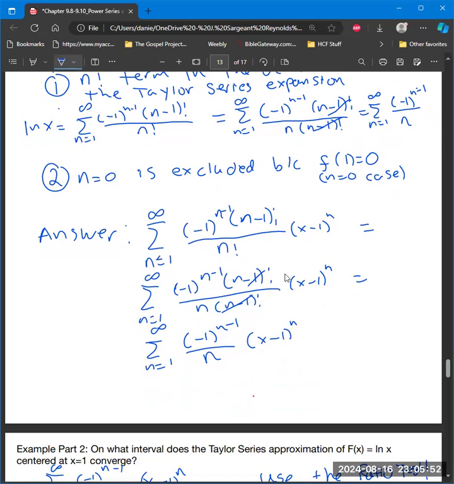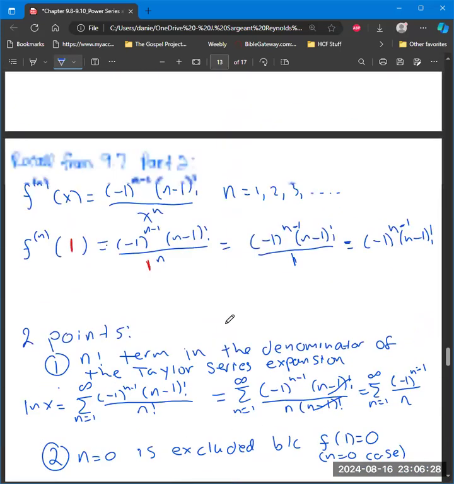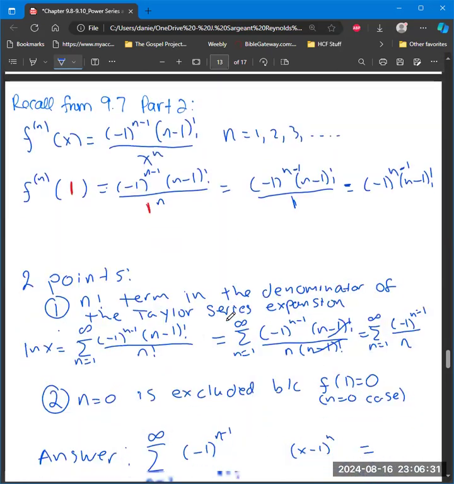So our answer here is going to be the summation n equals 1 to infinity of -1 to the n minus 1 times n minus 1 factorial over n factorial, well, we did all that cancellation already. I forgot to write the x to the n part. x minus 1 to the n.